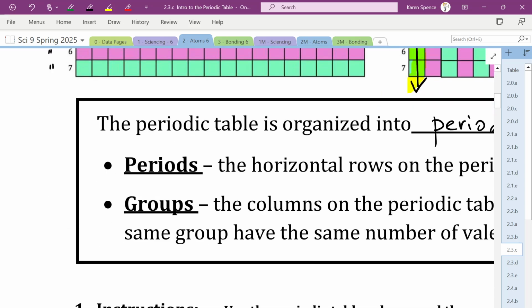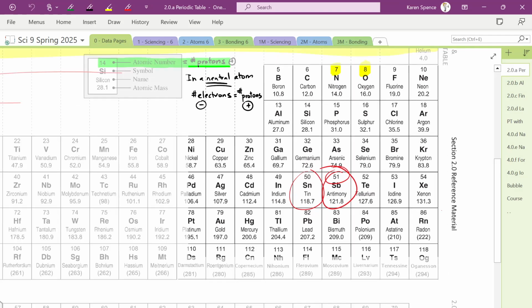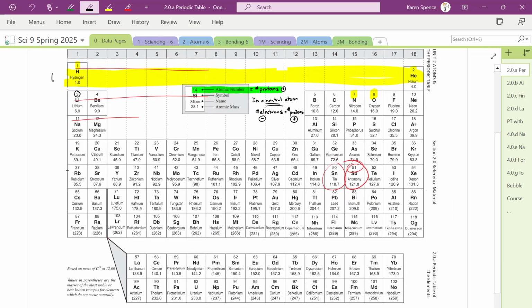So, question then, how many periods are there on the periodic table? Feel free to count them. It's asking how many rows? 7. Okay, if we look on this periodic table, we can say we have 1, 2, 3, 4, 5, 6, 7 periods, right? 7 rows.